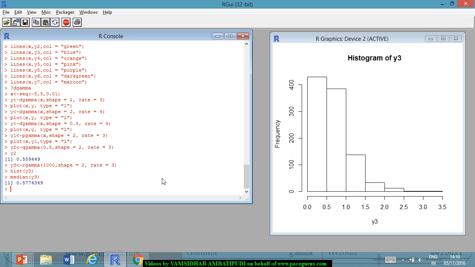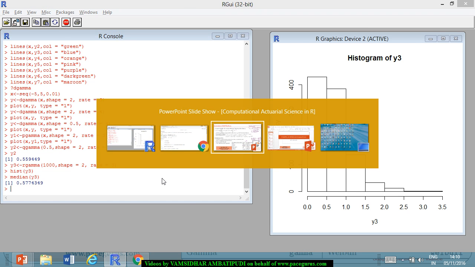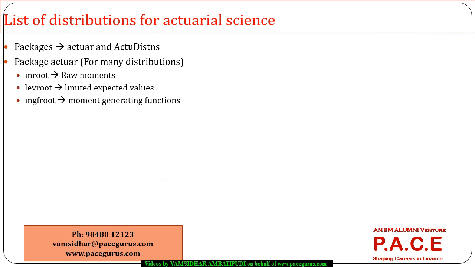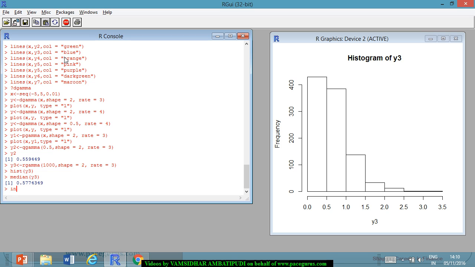So that's how you can very well visualize the 4 functions associated with each of the distributions. So you can try out for different distributions, the d, the p, the q and the r functions. And as I have already indicated to you, specifically to actuarial sciences, we have a big list of distributions that we generally use, and in some cases we may have to create our own kind of distributions as well. So to get a big list of distributions, I suggest that we use this actuar package. So let's install this actuar package.